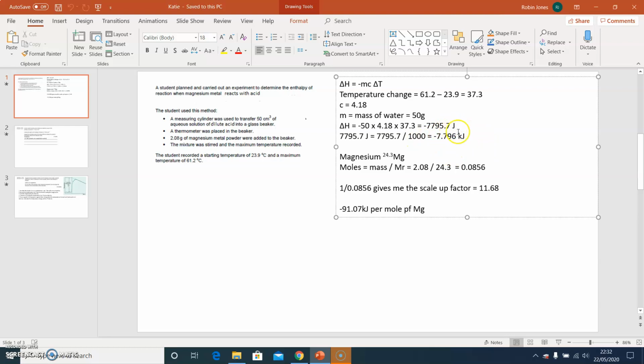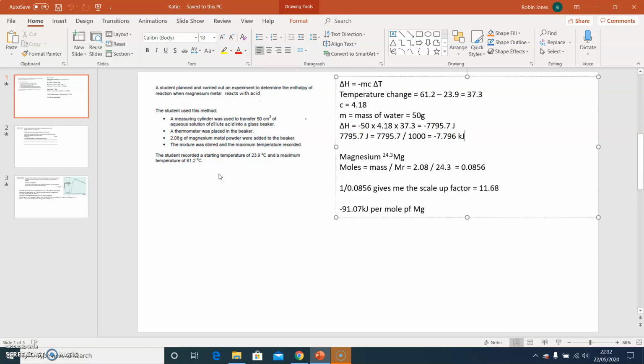To get joules up into kilojoules, like metres up into kilometres, or grams up into kilograms, from a small unit, joules, up into our larger unit, I divide by 1,000. Minus 7.796 kilojoules. That's how much heat is given out when I use 2.08 grams of magnesium.